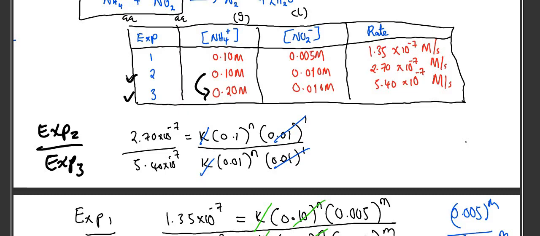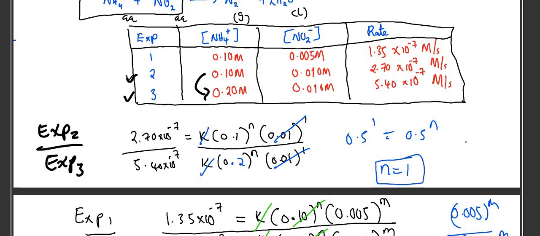So if we divide the rates, 2.7 times 10 to the power negative 7 divided by 5.4, this is giving me 0.5. Then on this side I'm dividing 0.1 by 0.01 because they are raised to the same power. Oh, this is 0.2. Yes, this was 0.2. When we divide, this is giving me 0.5 to the power n. So here the bases are the same, so n is also equal to 1.